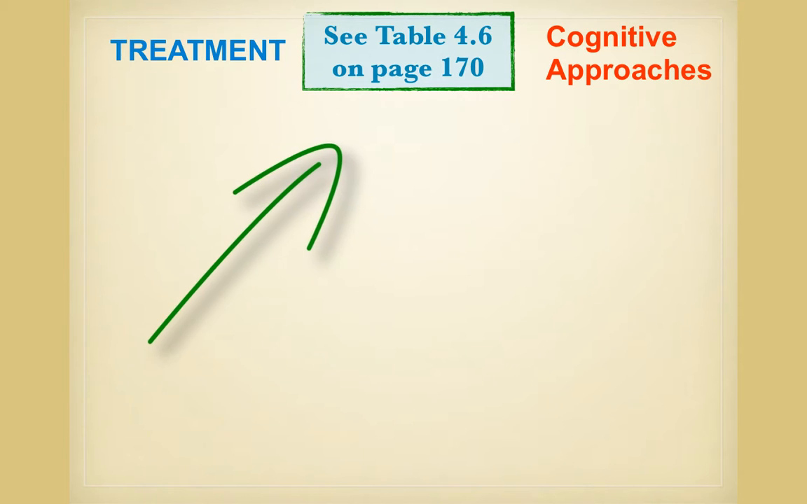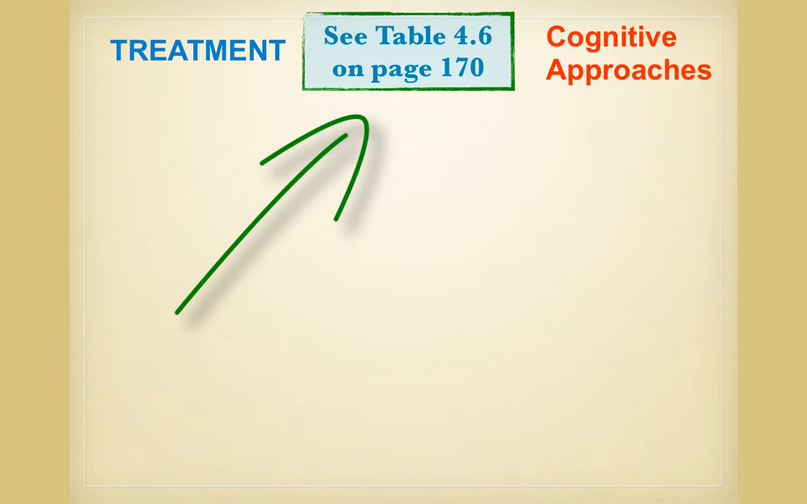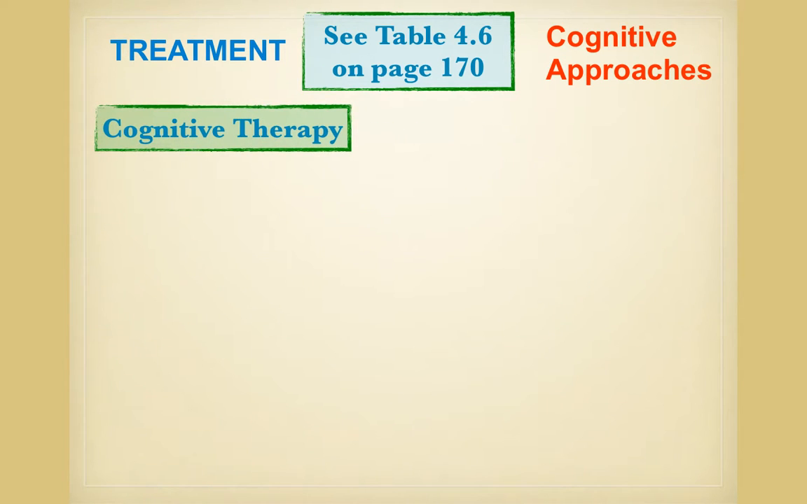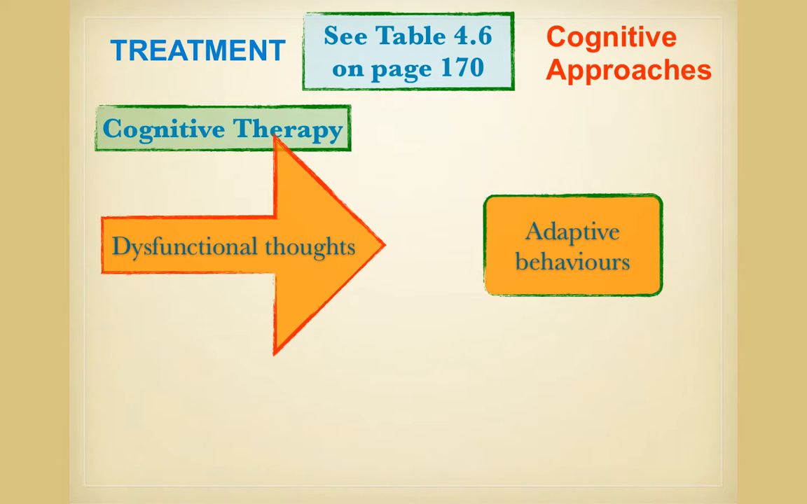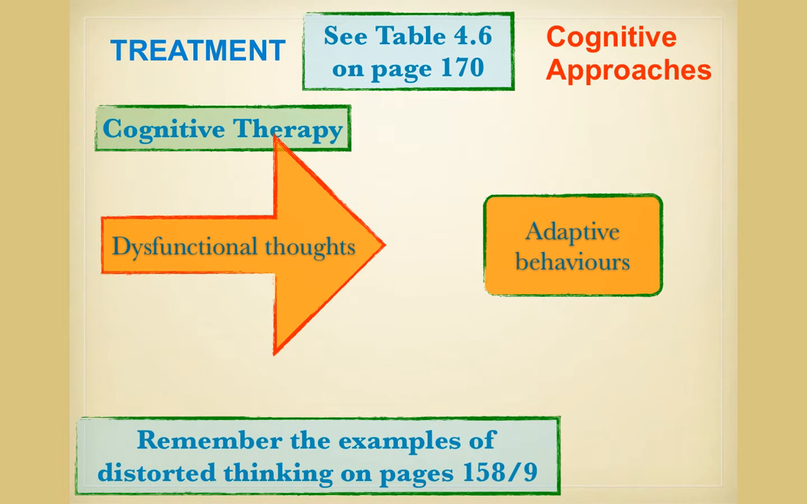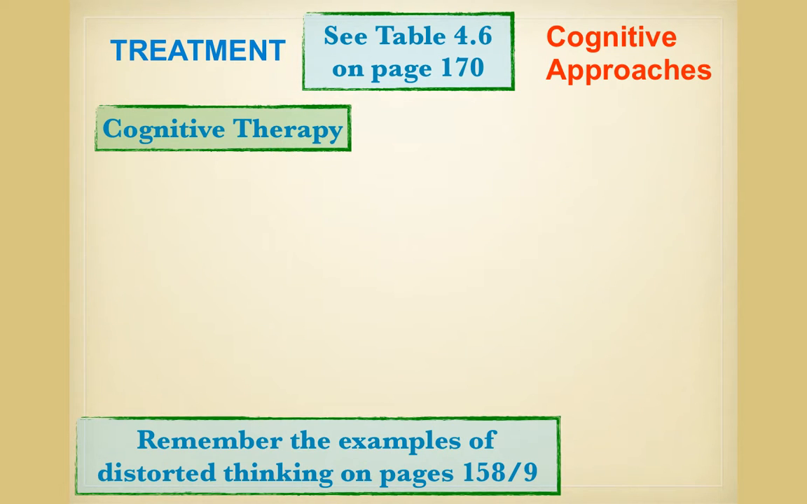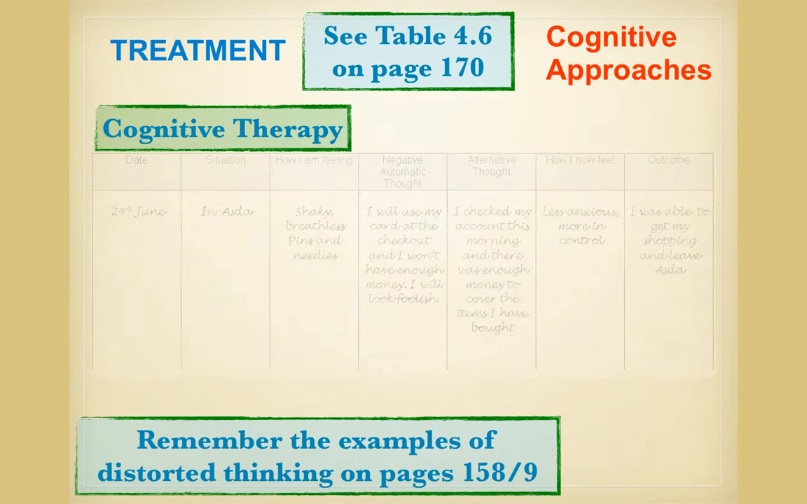Now, the cognitive approach, if we were looking at it more generally, again, check out table 4.6 on page 170. The cognitive therapists are focusing on helping depressed people identify and correct distorted and dysfunctional thoughts that are learned and learn more adaptive behavior. And that's really an important element. If you want to remember about distorted thoughts, they are on pages 158-59. The focus is on learning new ones, learning one's own dysfunctional thinking, and developing more adaptive behaviors.